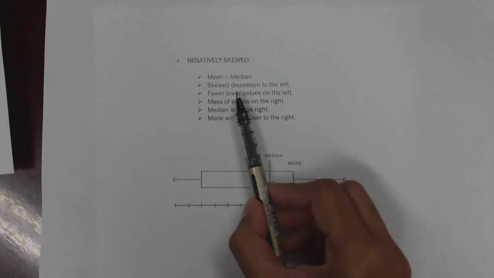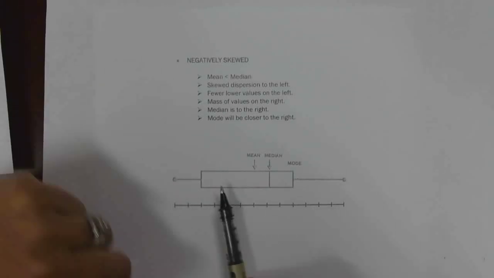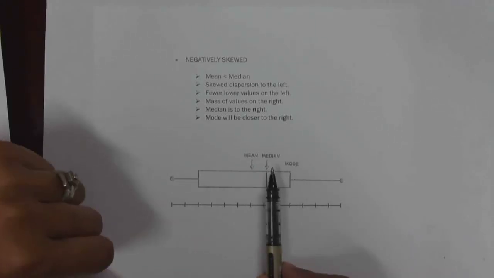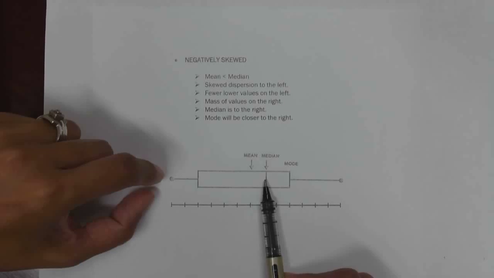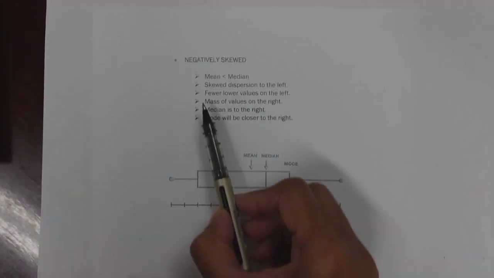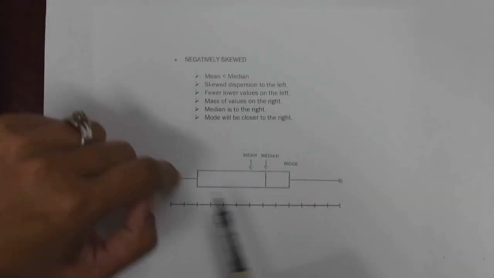Again, skewed dispersion to the left, which means the whisker is pulling it. Now, if you look at this specific diagram, although the whisker looks longer on the right-hand side, if you look at it from the median to the minimum value, the spread is greater on the left. So that pulls it to the left. Therefore, there are fewer lower values on the left.